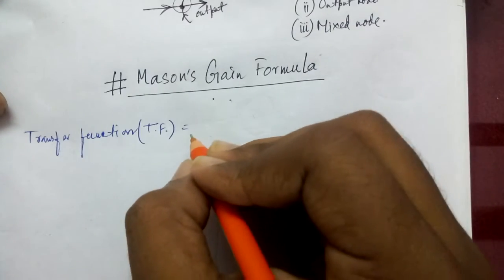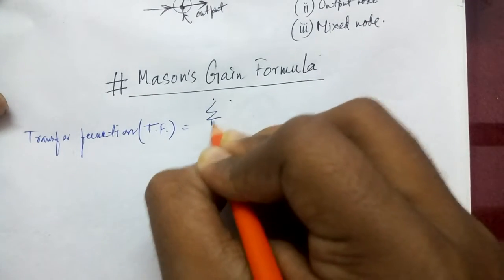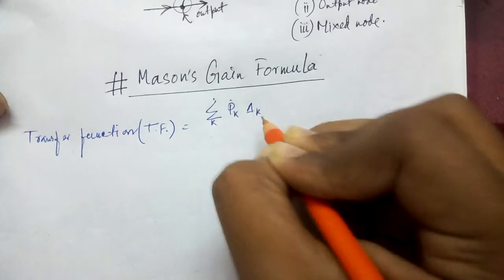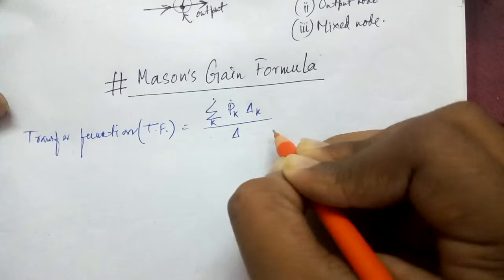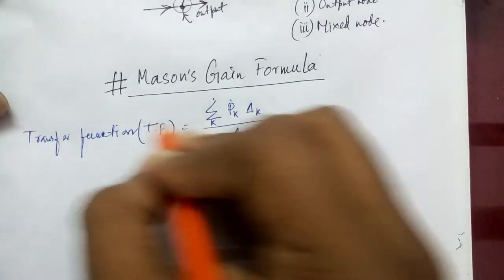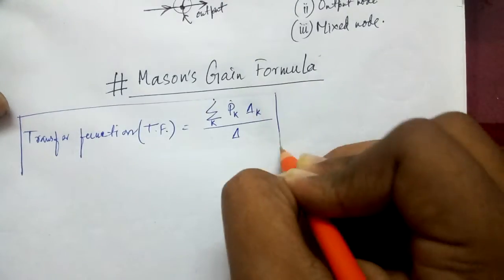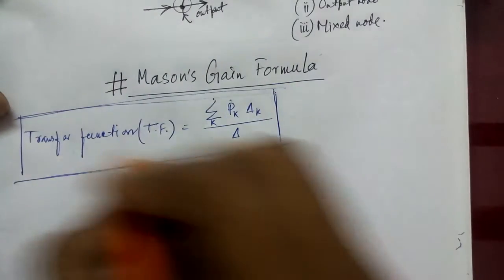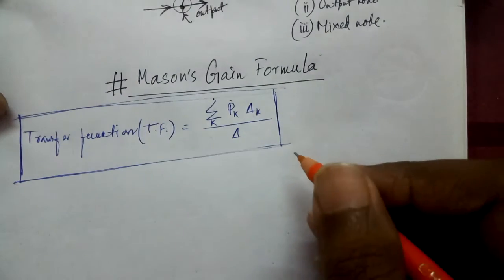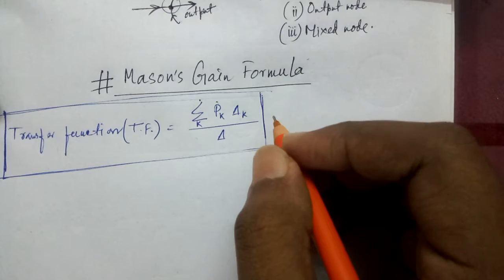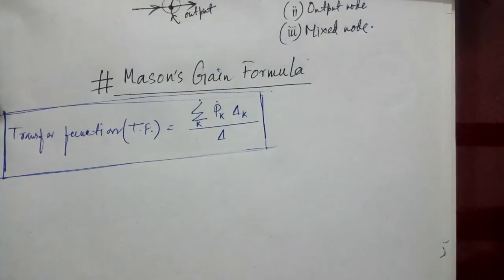Now the formula is actually like this: transfer function is equal to summation k Pk delta k by delta. Now this seems tough to you, but this is a very easy and very useful formula. I am explaining each and every term right now, hence it will become very easy to you.